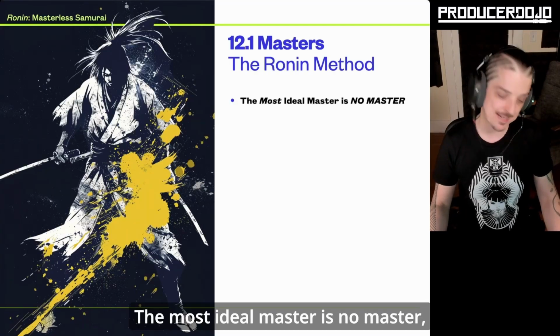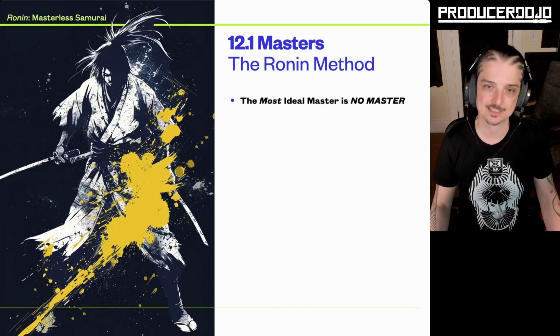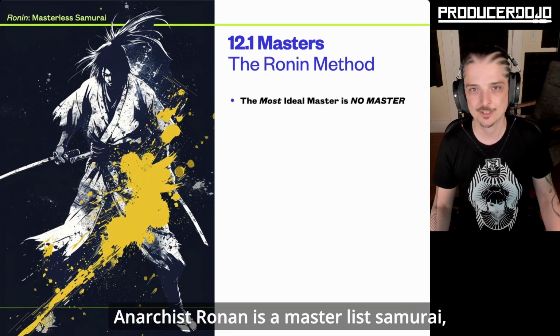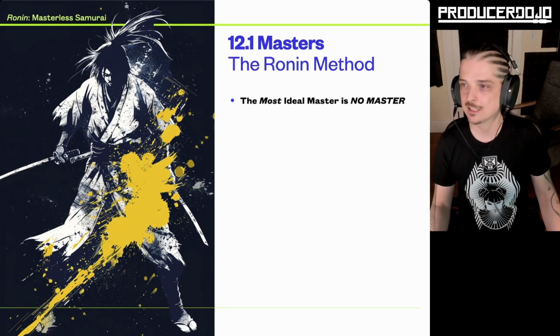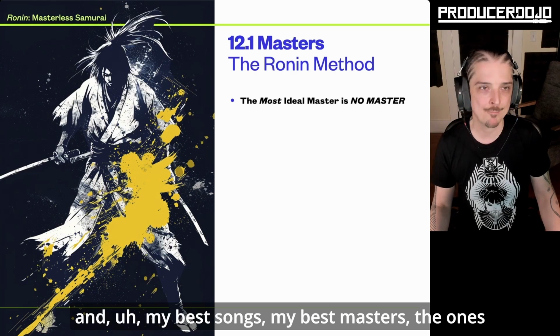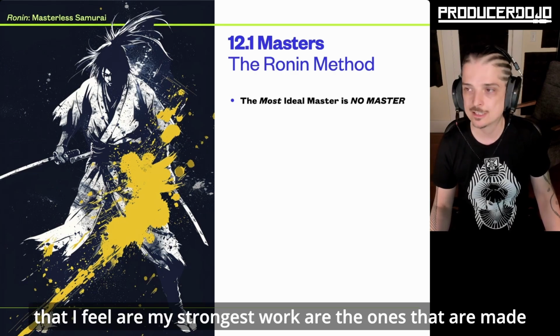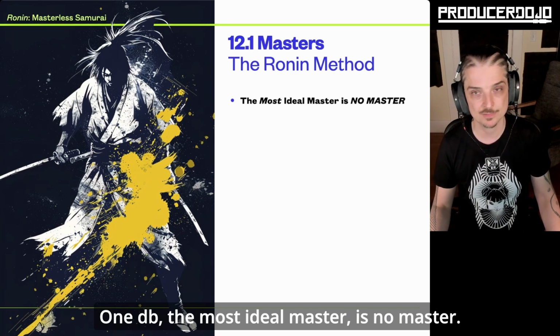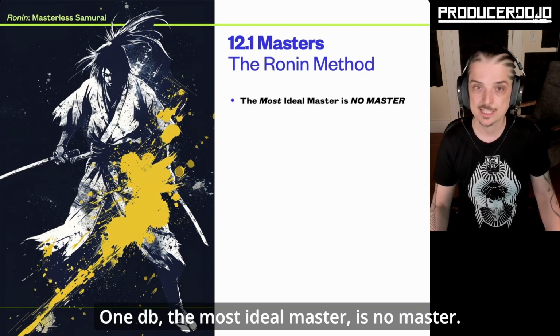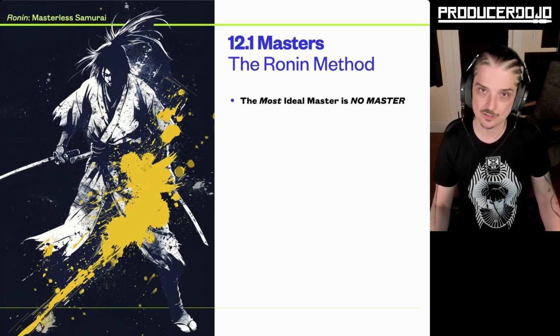The most ideal master is no master. Just ask your neighborhood anarchist. Ronin is a masterless samurai, and my best songs, my best masters, the ones that I feel are my strongest work, are the ones that are made by just redlining the Ableton master and turning it down 1 dB. The most ideal master is no master.